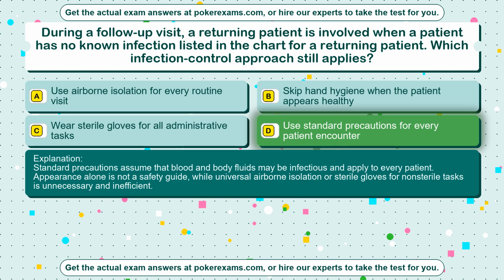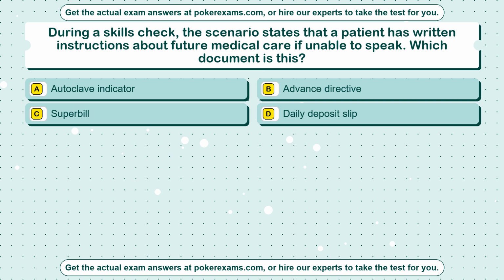Question 10. During a skills check, the scenario states that a patient has written instructions about future medical care if unable to speak. Which document is this? Option A. Autoclave indicator. Option B. Advanced directive. Option C. Superbill. Option D. Daily deposit slip.